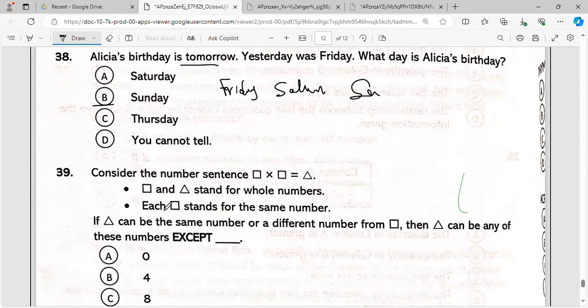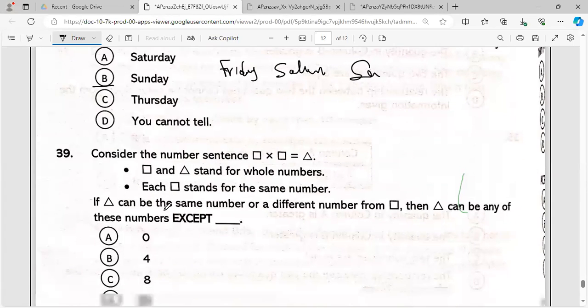The triangle can be the same number or a different number from the box. Then the square, then triangle can be any of these numbers except... I can't see D. Yeah, I know. Sorry.